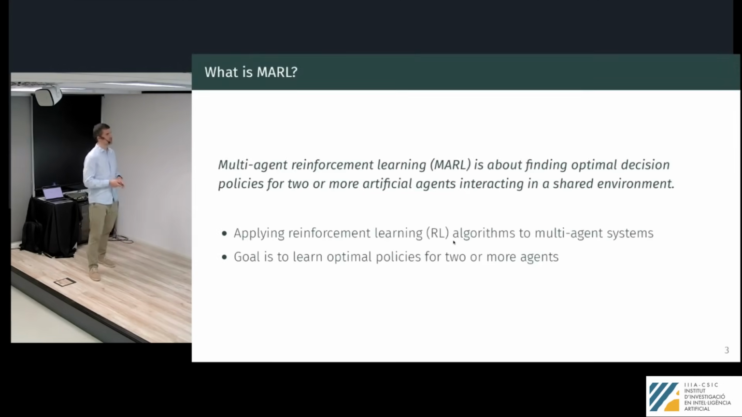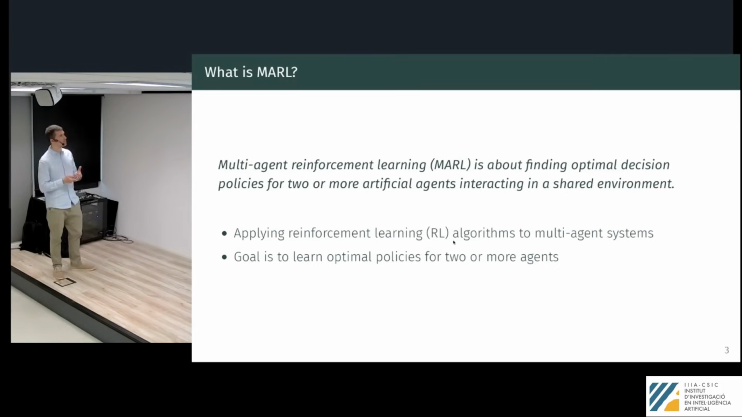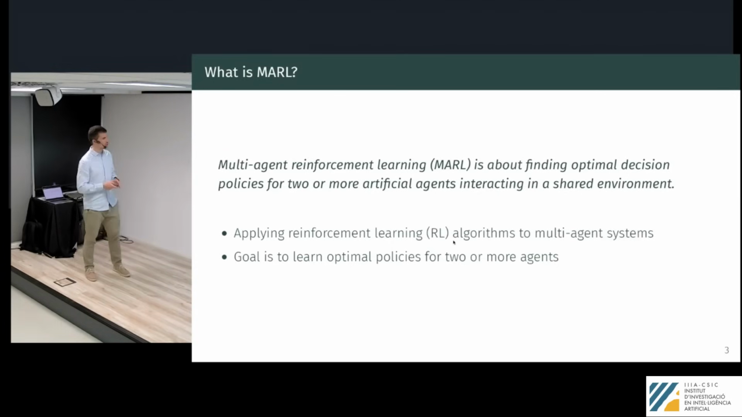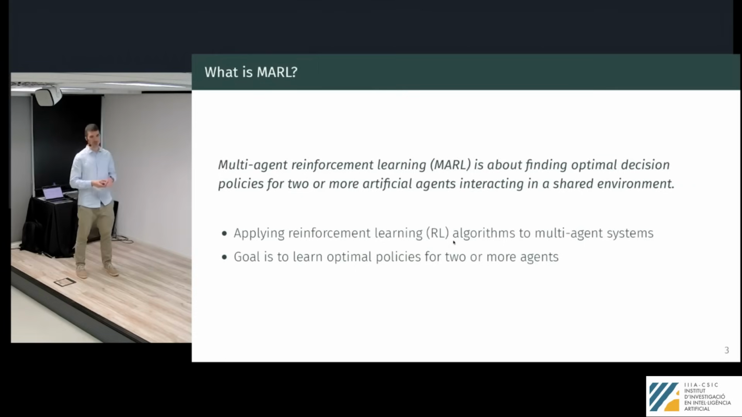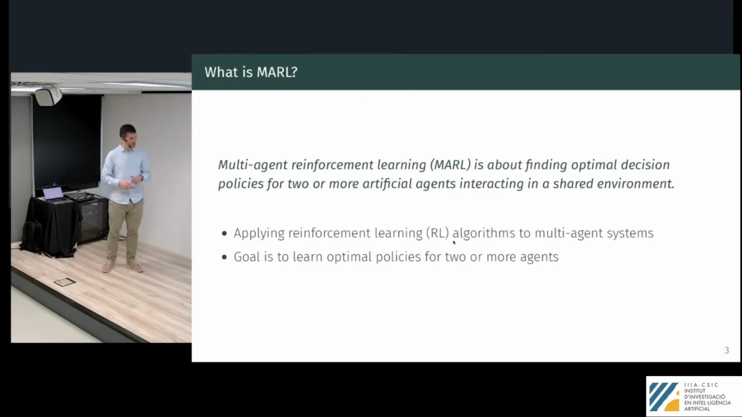All right, so multi-agent reinforcement learning, or MARL, is about algorithms that try and find optimal decision policies for two or more artificial agents that interact and coexist in a shared environment. Okay, so the algorithms want to learn policies for multiple agents that coexist in a shared environment. We use reinforcement learning, it's in the name. So we want to interact and learn by observing what's happening if we take certain actions. And we want to improve over time. And the goal is to learn these optimal policies.